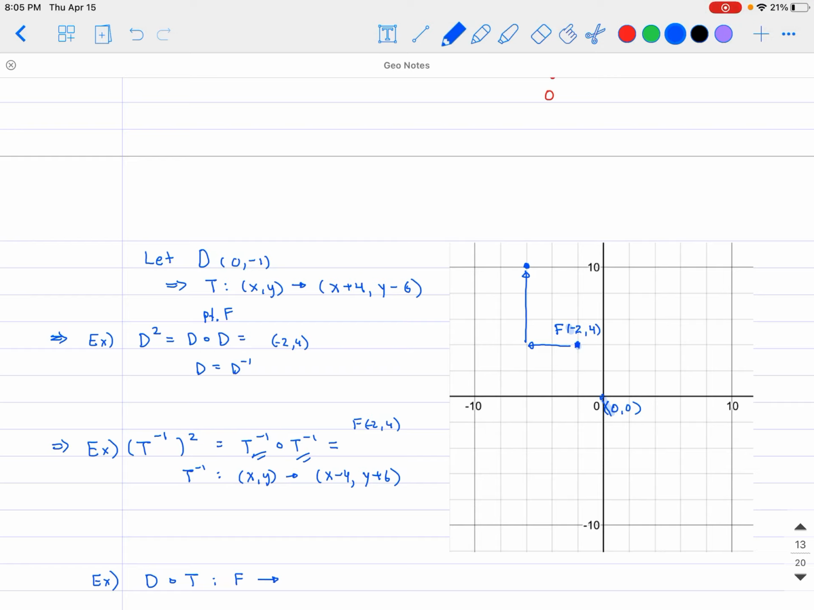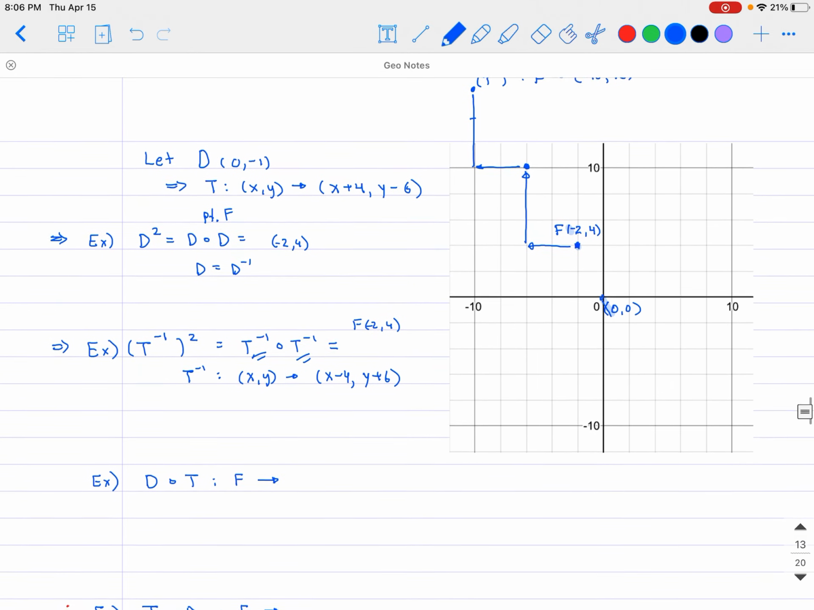Then we're going to do it again because we're supposed to do it twice since it's squared. So we're going to go back by 4 again, and then we're going to go up by 6. The result is going to be this point over here. Looks like after t inverse twice, it takes this point F to the coordinate -10, comma, looks like if I'm adding correctly, 16. So there you go. That's the example for that one.